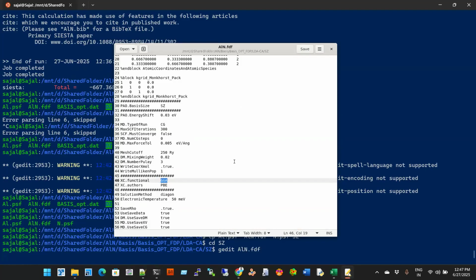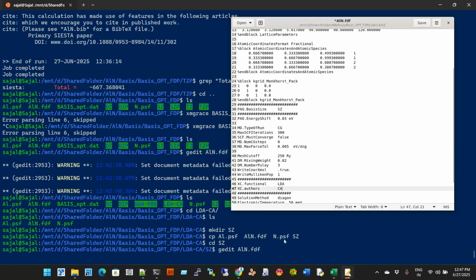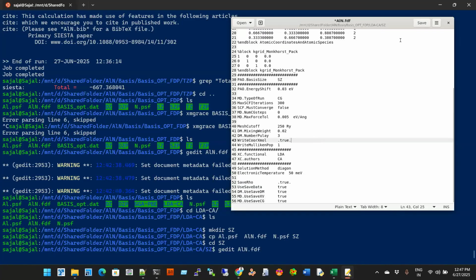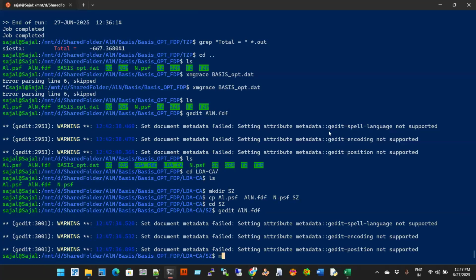This point is crucial. Since we are trying to calculate the exchange using the exchange correlation functional LDA and author type CA, we have to change this flag to LDA and this one to CA. And since we are dealing with SZ, we have to make sure that this one is SZ. All these are okay. Now save this. MPI run np.